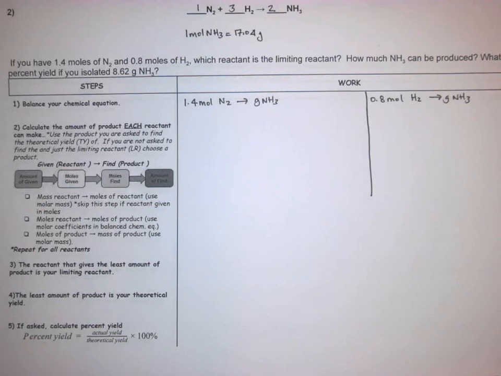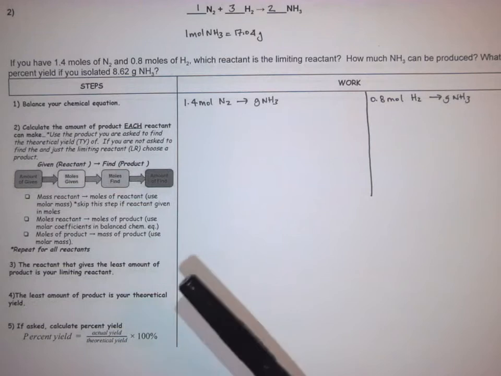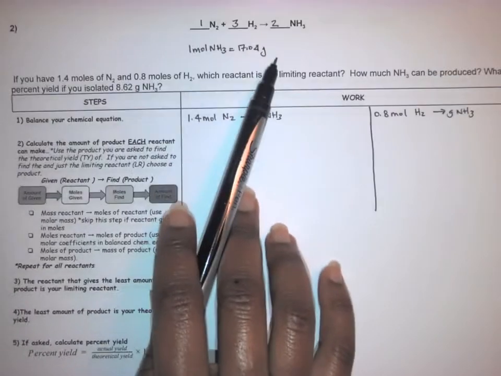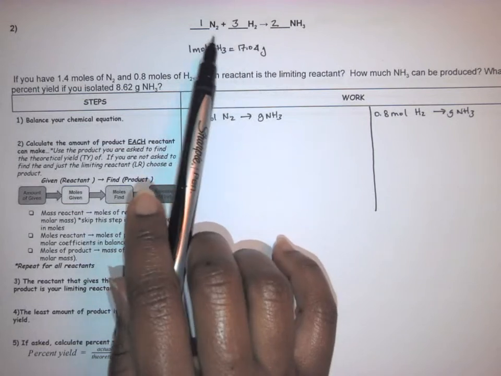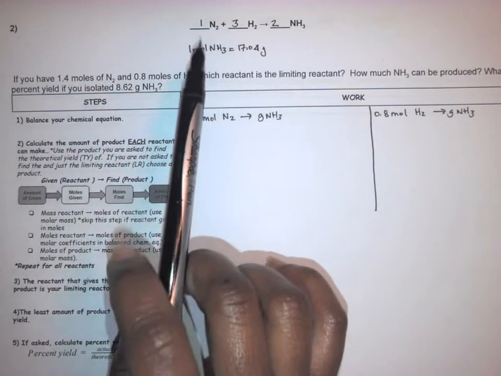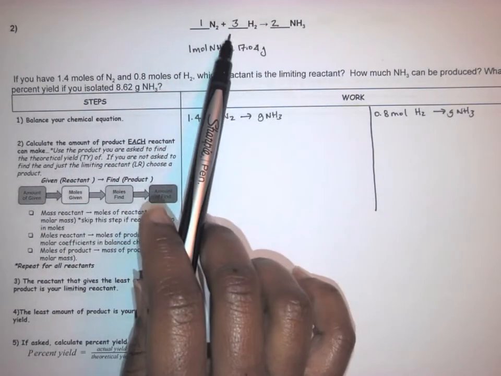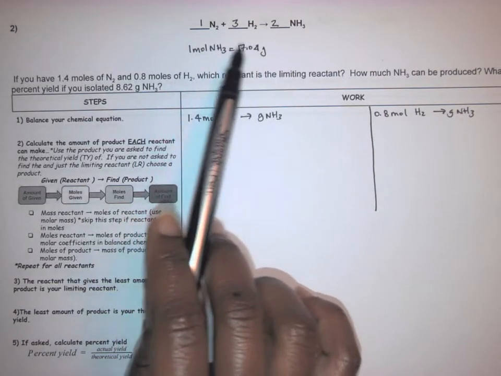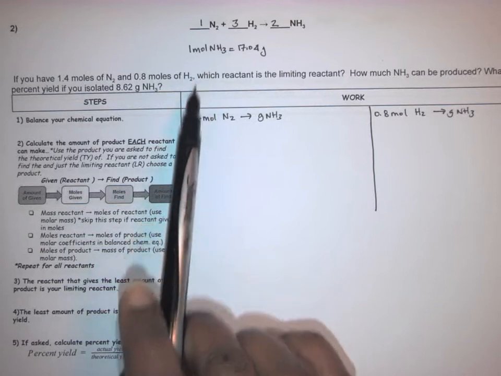And welcome back to Unit 7, Day 5. This is example problem 2. So example problem 2, just so you know, uses the same chemical reaction equation from example problem 1. So step 1, which is balancing the chemical equation, has already been done. I already found the molar mass of NH3, so I wrote that information down.